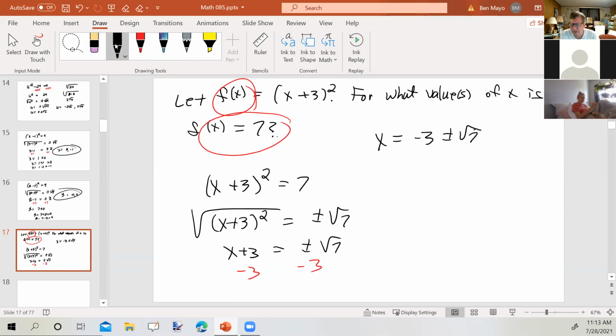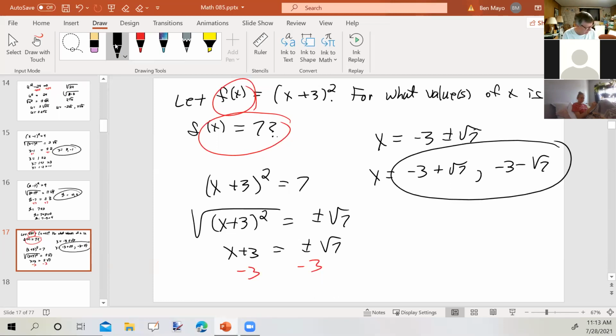We can't do anything to simplify the square root of 7. So x would be what? Negative 3 plus the square root of 7, comma, negative 3 minus the square root of 7. And those would be the two solutions. All right. Any questions there?